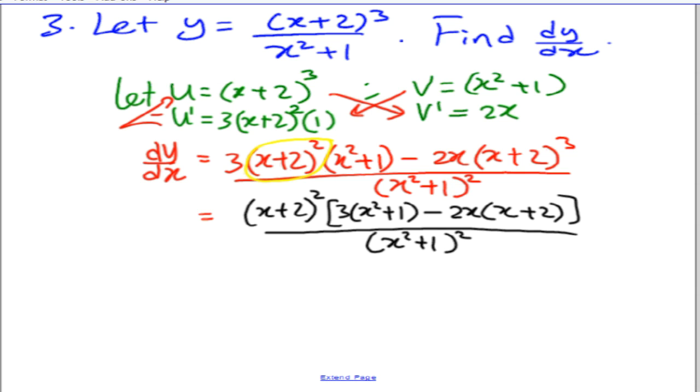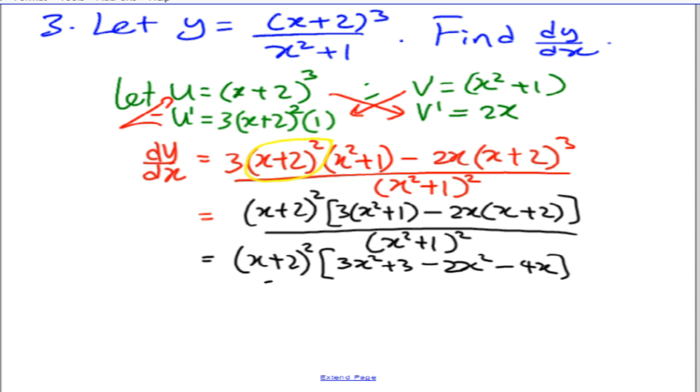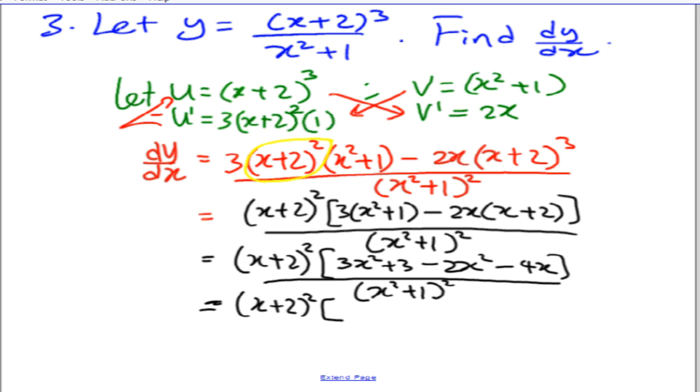So basically this is the answer, but we can simplify a little bit further. The numerator, the one in the square bracket, is 3x squared plus 3 minus 2x squared, and then minus 4x, and then over (x squared plus 1), everything squared. So this is (x plus 2) squared. Inside the bracket, 3x squared minus 2x squared is just x squared, and then minus 4x plus 3, and then divided by (x squared plus 1), everything squared.